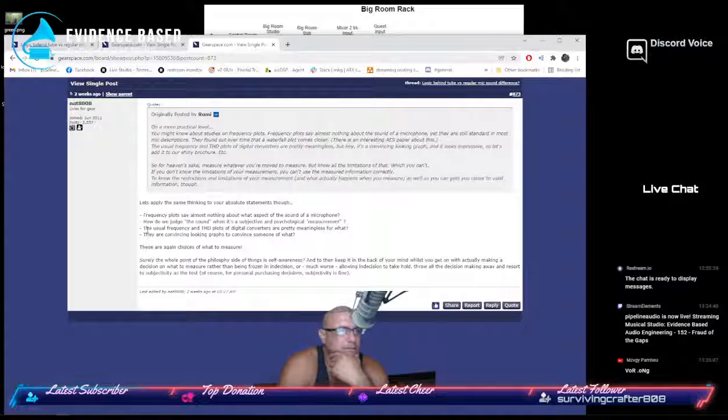On a more practical level, you might know about studies on frequency plots. Frequency plots say almost nothing about the sound of a microphone. Wrong. Yet they are still standard in most mic descriptions. They found out over time that a waterfall plot comes closer. There is an interesting AES paper about this. False dichotomy? The usual frequency and THD plots of digital converters are pretty meaningless, but hey, it's a convincing looking graph and it looks impressive, so let's add it to our shiny brochure, etc. What's wrong with them? Say what's wrong with them.